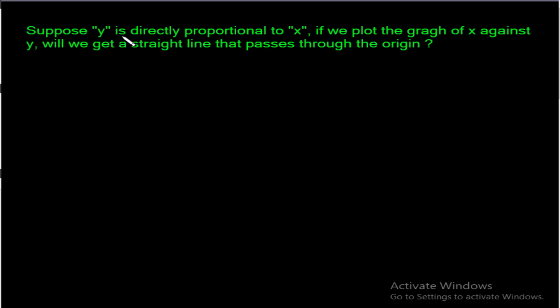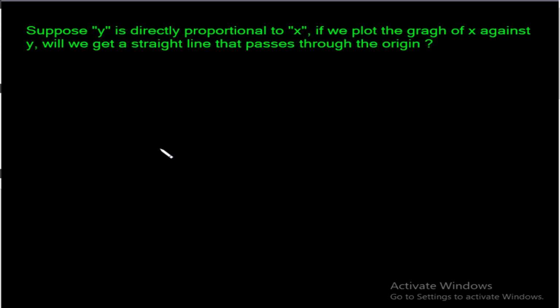And when y is directly proportional to x, then x is also directly proportional to y. So yes, the x against y graph will also pass through the origin. It's that simple. It's not so different from our first question. So the answer is yes. If y is directly proportional to x and we plot the graph of x against y, we will get a straight line that passes through the origin.